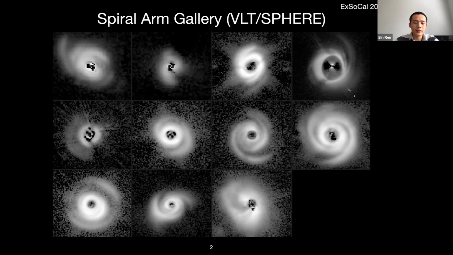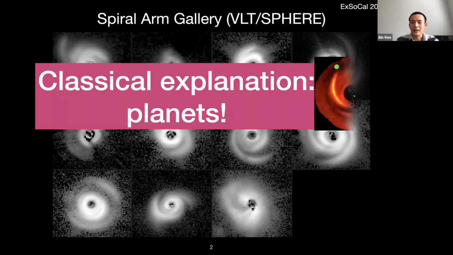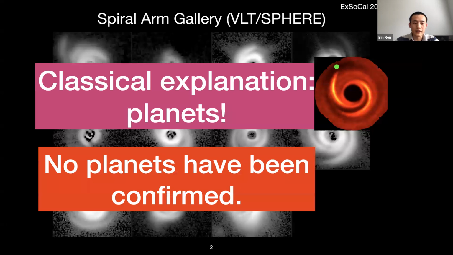One of the classical explanations is, hey, there is a planet, and here is a simulation that is based on hydrodynamics, and you will see that in this simulation the planet is driving two spiral arms. But the problem is none of these planets have been confirmed. And so this is the problem.